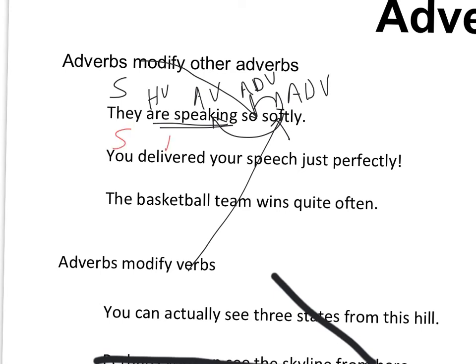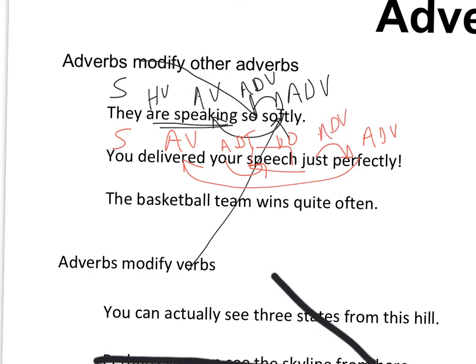The next sentence, you delivered your speech. Here's my action verb. What did you deliver? Your speech. Here's my direct object. Your is modifying speech. It's an adjective. And how did you deliver it? Oh, you delivered it perfectly. So this is an adverb that's modifying a verb. How perfectly? Just perfectly. So it's an adverb that's modifying another adverb.